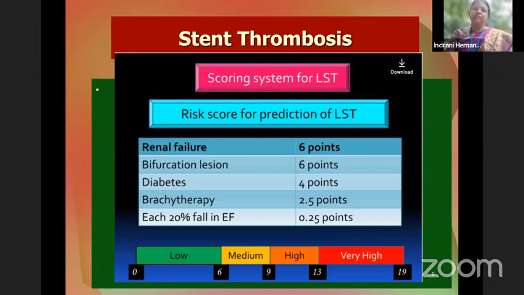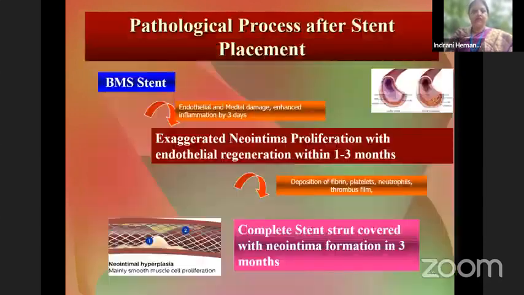So to know the presence of late stent thrombosis, we have a scoring system where if the patient has had renal failure, 6 points, bifurcation lesion 6 points, diabetes 4 points, brachytherapy 2.5 points, and for every 20% fall in EF, there is 0.25 points. So if the patient scores between 0 to 6, there is low risk for late stent thrombosis. 6 to 9 is medium risk, and anything more than 13 is high risk for late stent thrombosis.